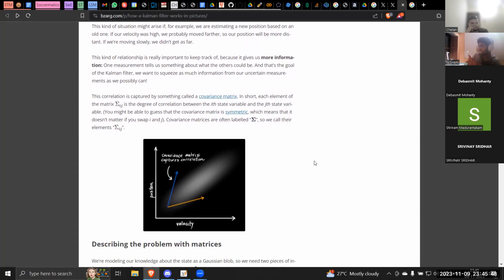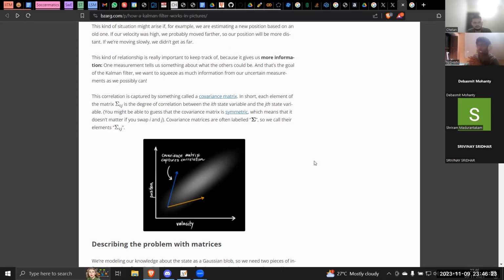This kind of relationship is really important to keep track of because it gives us more information. One measurement tells us something about what others could be, and that's the goal of the Kalman filter. We want to squeeze as much information from our uncertain measurements as we possibly can. This correlation is captured by something called a covariance matrix. In short, each element of the matrix, Σij, is the degree of correlation between the ith state variable and the jth state variable.